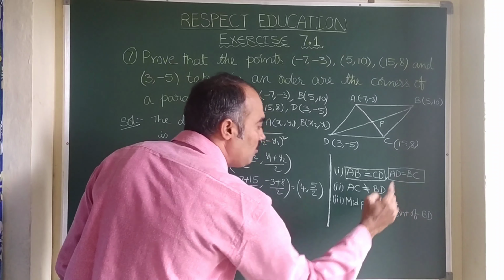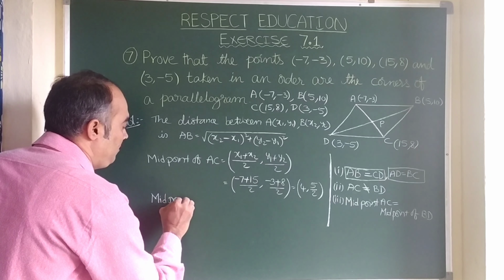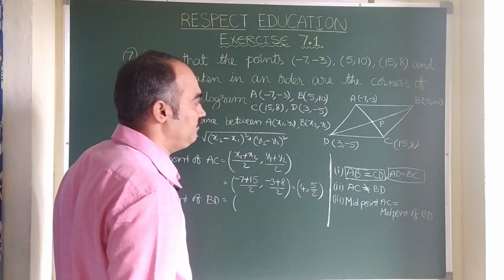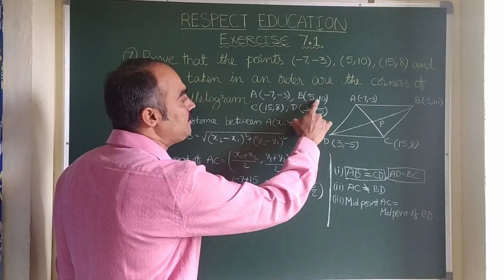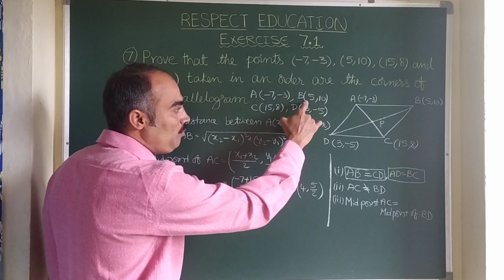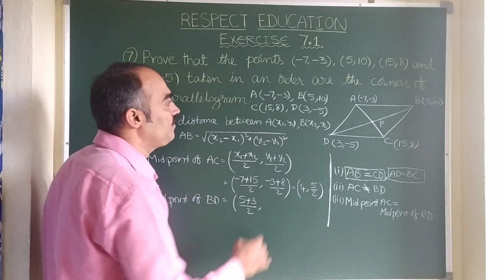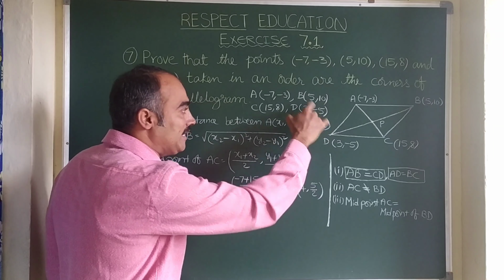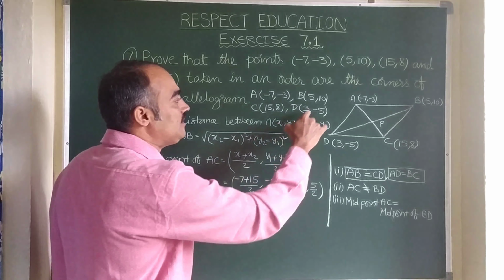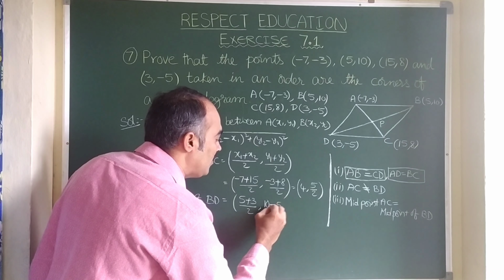Now we need to find the midpoint of BD. Here you see B is (5, 10), D is (3, -5). So x1 plus x2 means 5 plus 3 by 2, and y1 plus y2 means 10 plus minus 5. According to the formula, plus is there, and this value itself has minus. Plus into minus is minus. So here 10 minus 5 by 2.